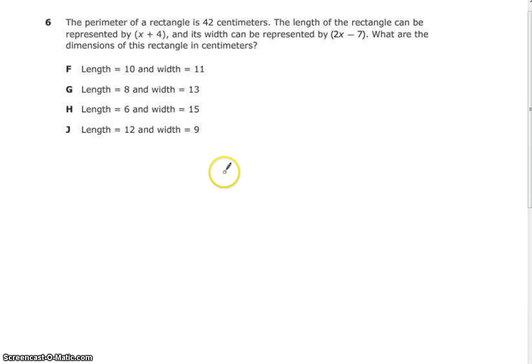Number 6, the perimeter of a rectangle is 42 centimeters. The length of the rectangle can be represented by x plus 4, and its width can be represented by 2x minus 7. What are the dimensions? Okay, first of all, what's dimensions talking about? Dimensions are going to be the length and your width. So length and width are the two dimensions. So what's perimeter talking about? Well, it's talking about add all sides.